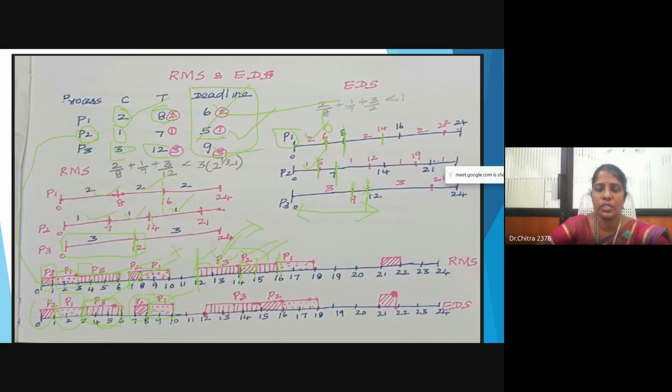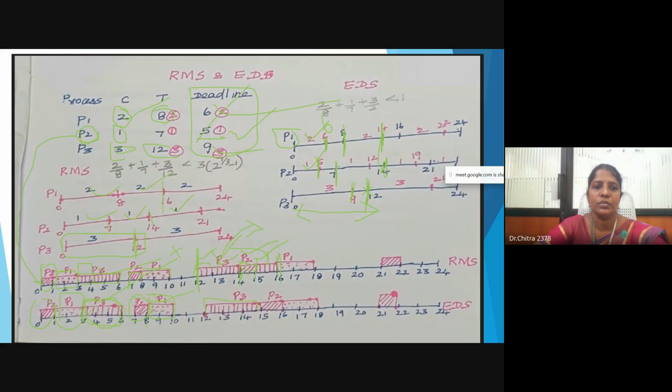When you reach the 12th clock cycle, I can begin the execution of P3. So I begin the execution of P3. 3 clock cycles are required. So 12 to 13, 13 to 14, 14 to 15. Whenever it reaches 14, P1 will start execution, and P2 will start execution at the 14th clock cycle.